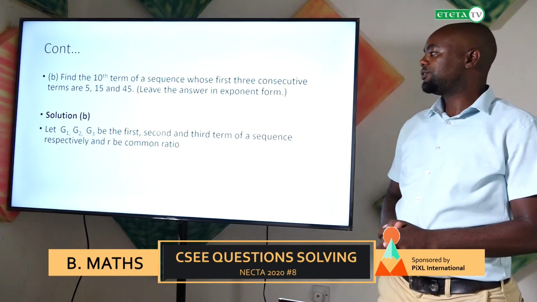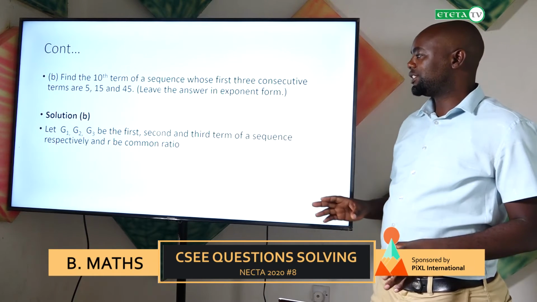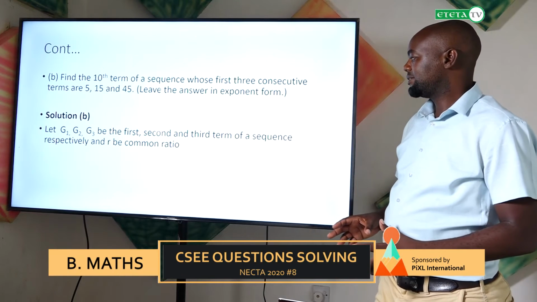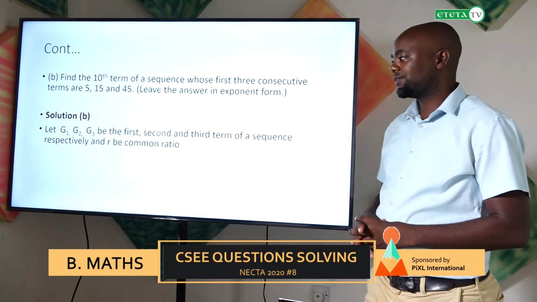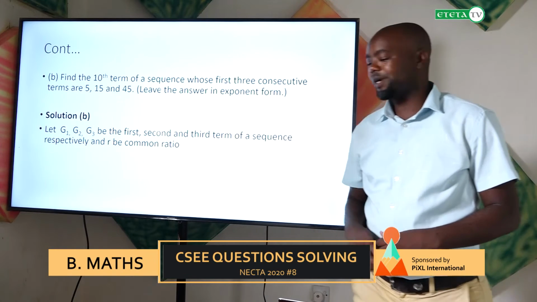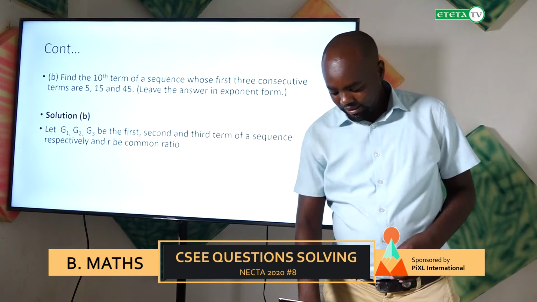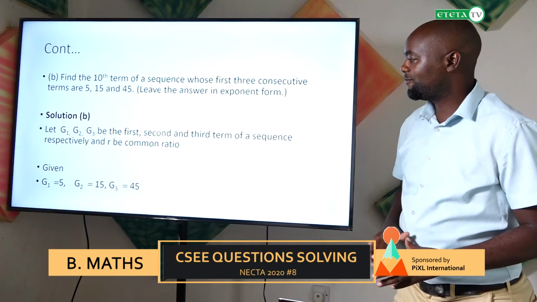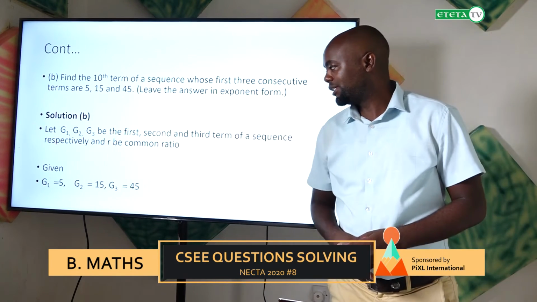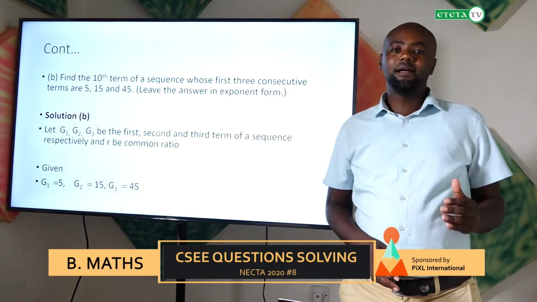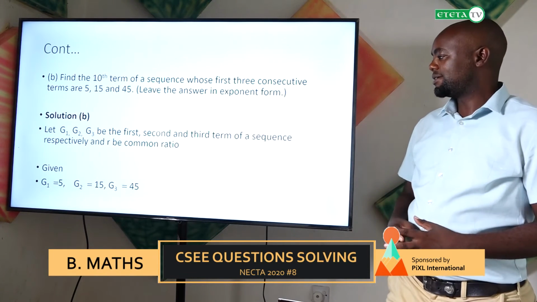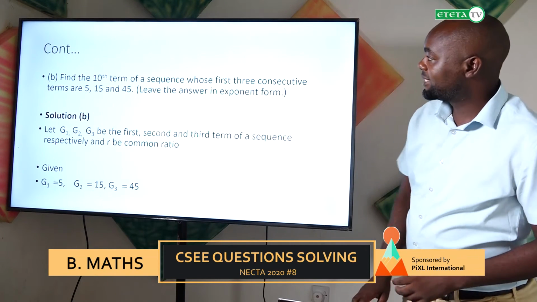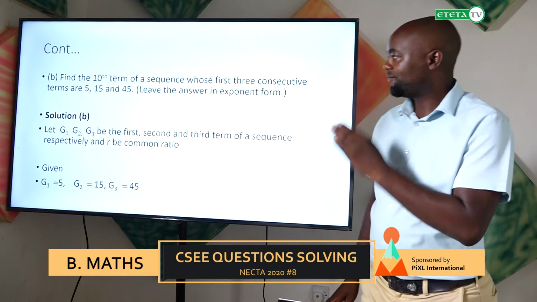Let us use some letters to state what it means. There is G1, G2, and G3. Let's say those are the first, second, and third terms of the sequence respectively, and R be the common ratio. So the given information is G1, which is 5, the second term G2, which is 15, and the last term G3, which is equal to 45. Remember that you are asked to find the 10th term.